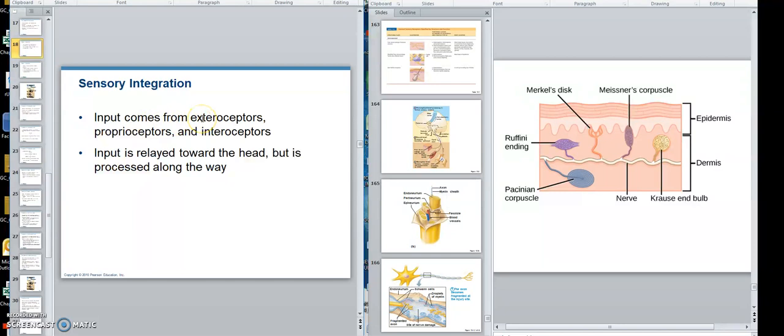Input comes from exterior receptors, like in the skin, or like in your bladder, intestine. Input is relayed towards the head, but it's processed along the way, like in the thalamus. So in other words, it's relayed to the head, but once you get up, particularly in the upper area of the spinal cord and the brain, there's some crude interpretation.